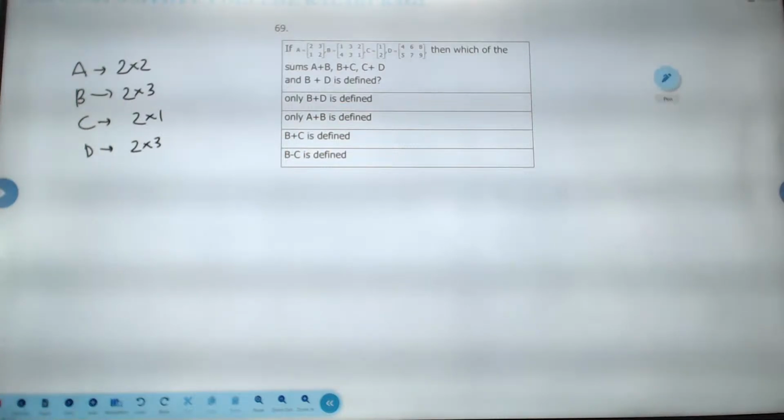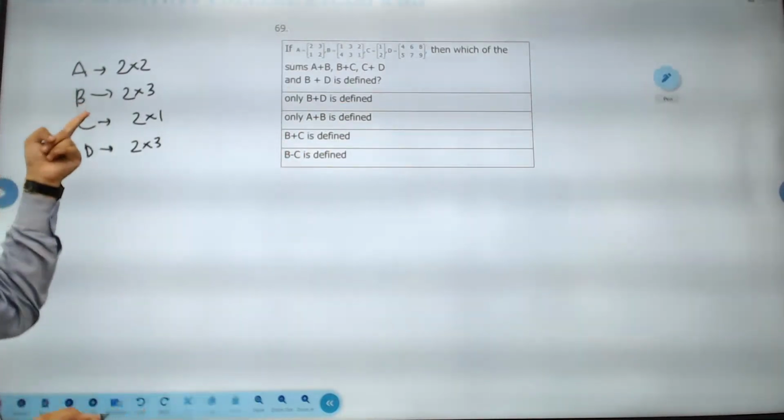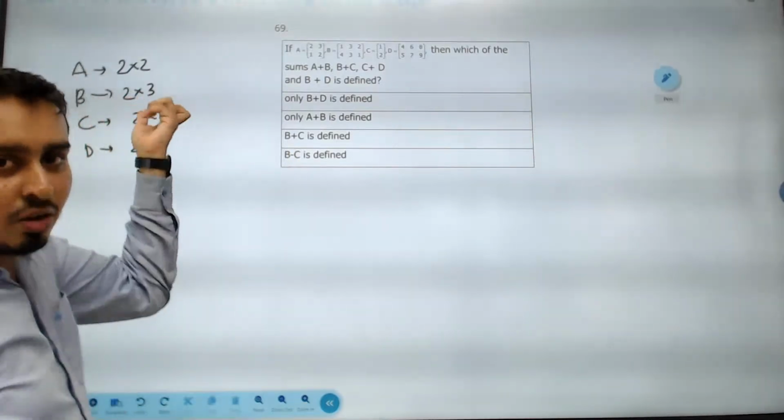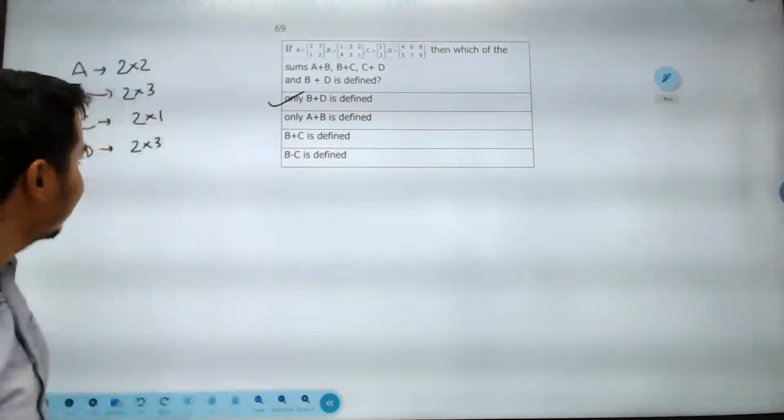A and B are of different order, so A plus B can't be done. B plus C. B and C are again of different order. The number of columns is different. B minus C, again the order is different. So the only option that's true is the first one. Yes, only B plus D is defined.